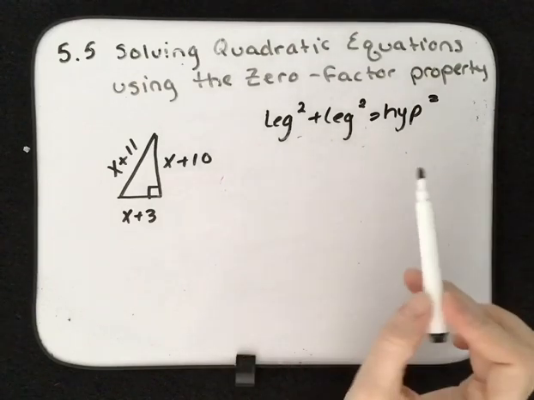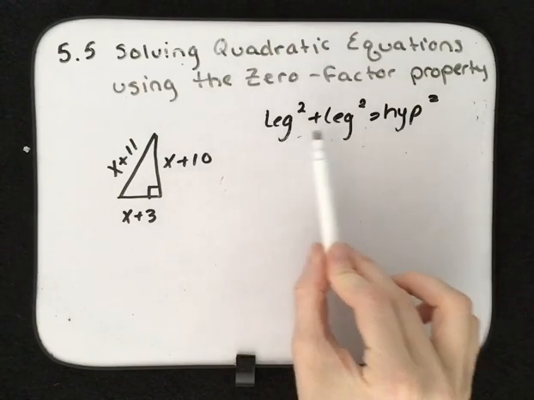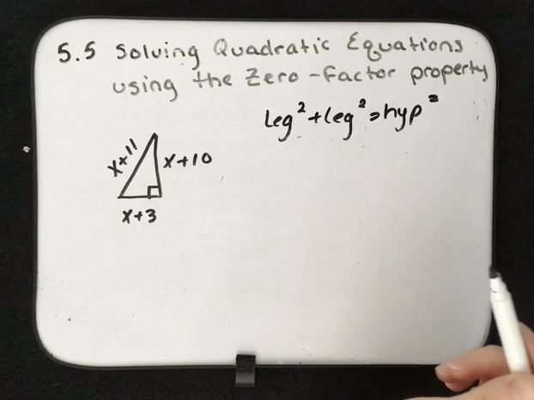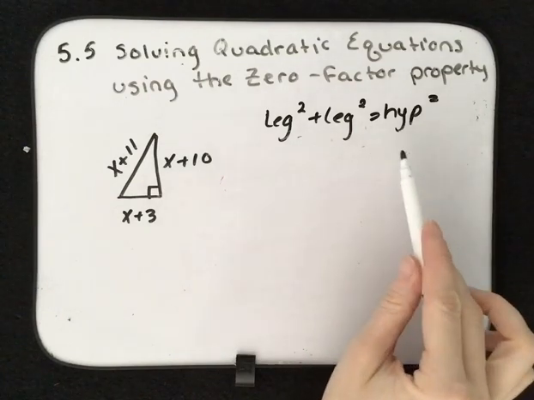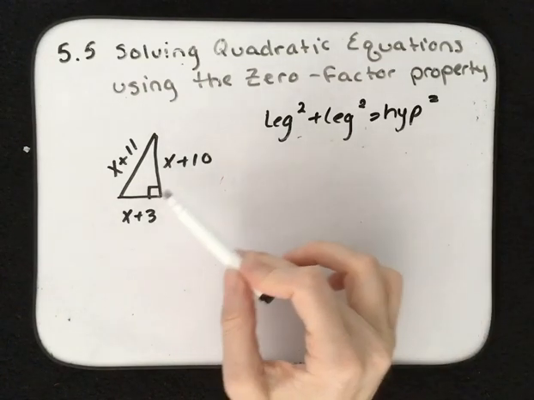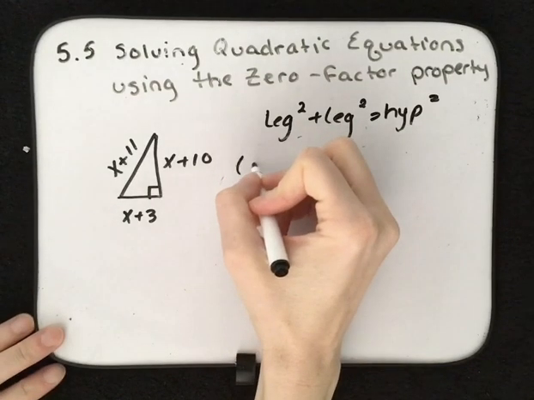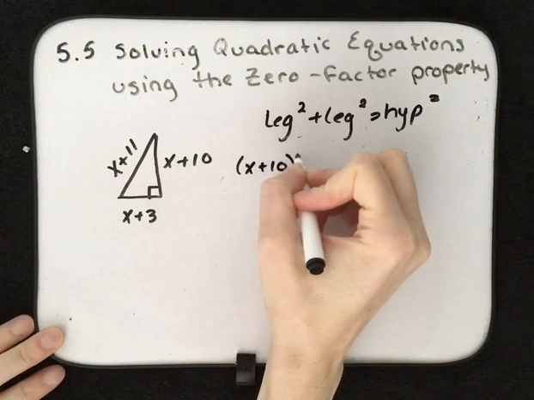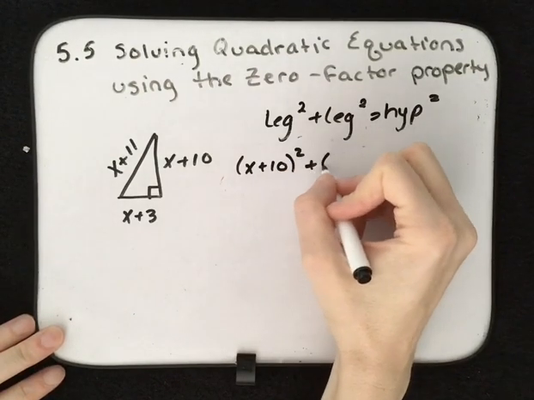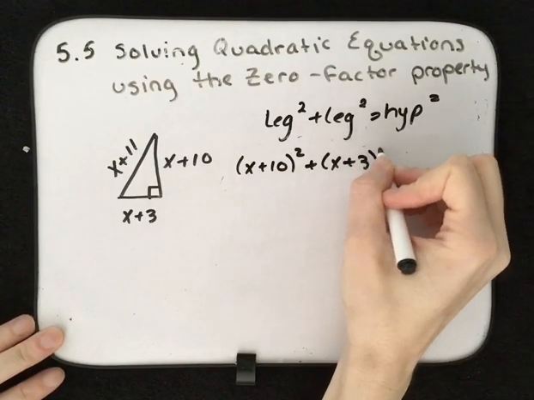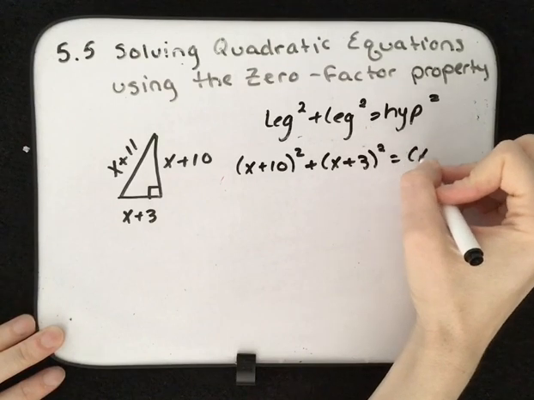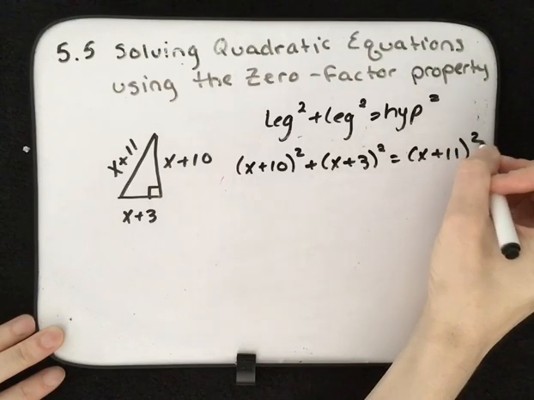So let's use our Pythagorean theorem. The Pythagorean theorem says leg squared plus leg squared equals hypotenuse squared, or you may have seen it as a squared plus b squared equals c squared. The legs are the two sides that form the right angle, so we will have x plus 10 squared plus our second leg, x plus 3 squared, equals our hypotenuse, which is x plus 11 squared.